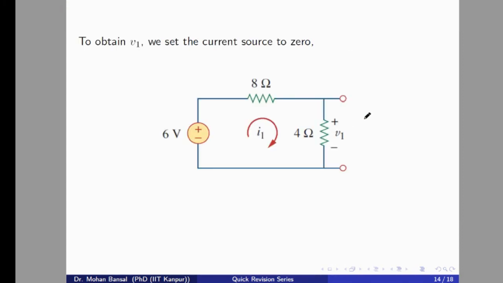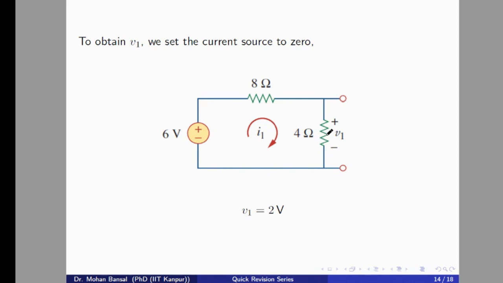So first we deactivate the 3 ampere current source, that is, open circuit, and voltage V1 can be computed by a simple voltage dividing rule. Also we can apply the KVL and we can find V1 equal to 4I1 also. This is a very easy problem and you can simplify it, and V1 is equal to 2 volt.